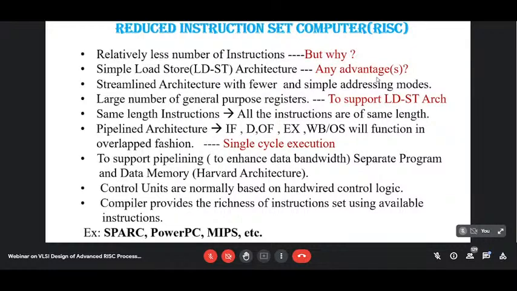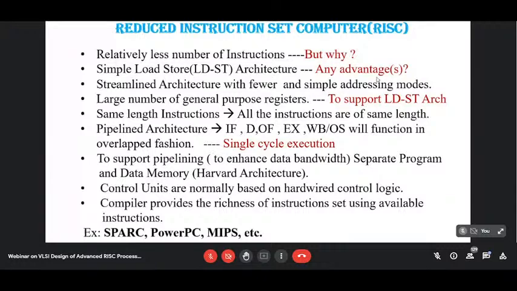Now let's go through the reduced instruction set computer. As I told you earlier, for RISC architecture, the technique for designing this processor doesn't vary drastically from CISC. Only the architectural concept differs, not drastically from the point of view of design. So that we have to consider. Now here, the RISC architecture comprises a relatively small number of instructions.